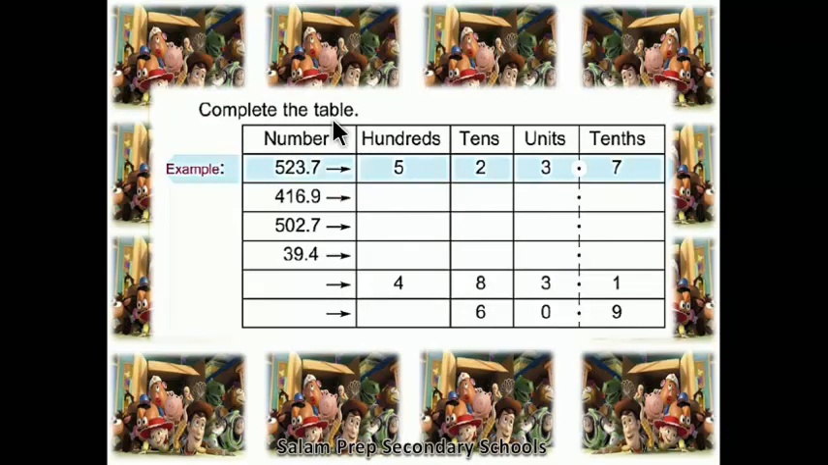Complete the table. Please put each digit in its place. Okay? I will do an example for you. 523 and 7 tenths. In hundreds, we will put 5. In tens, we will put 2. In units, we will put 3. In tenths, we will put 7. Okay?